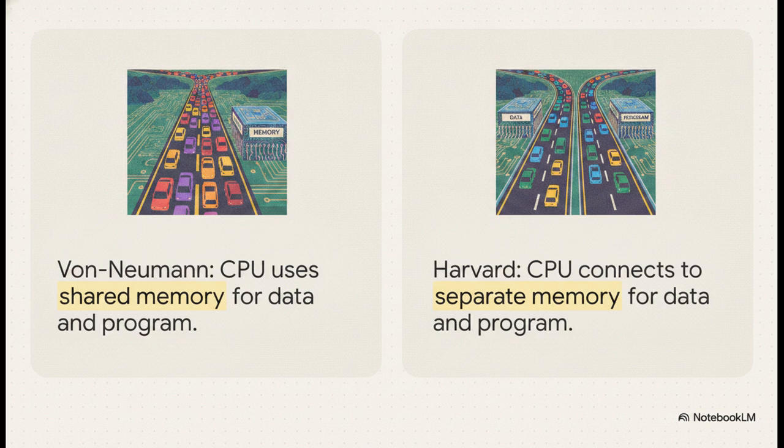Then you have the Harvard machine. This model separates the data memory from the program memory. That's your dual-lane highway, allowing traffic to move simultaneously without bottlenecking. Now, while the core ARM7 architecture uses a von Neumann-style structure, later iterations, like the ARM9, actually adopted the Harvard architecture for even greater speed.